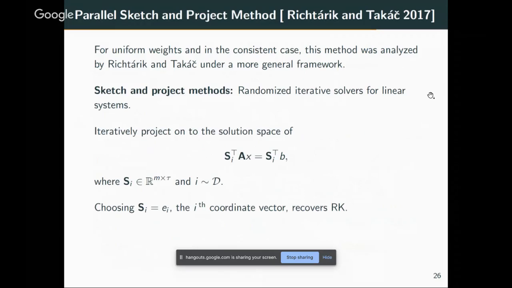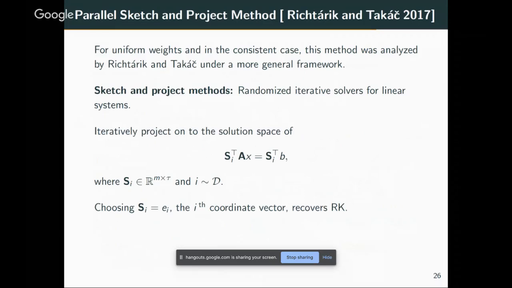And as sort of an aside, sketch and project methods are a class of randomized iterative solvers for linear systems, of which randomized Kaczmarz is a special example. In sketch and project methods, you use sketching matrices S to basically reduce the size of your system. So at each iteration, we project onto the solution space of a sketched version of our system, where solving for the solution space is much easier than considering the full system.